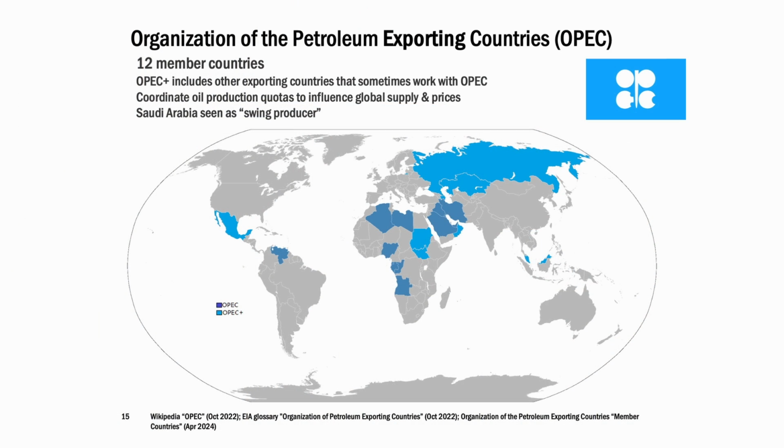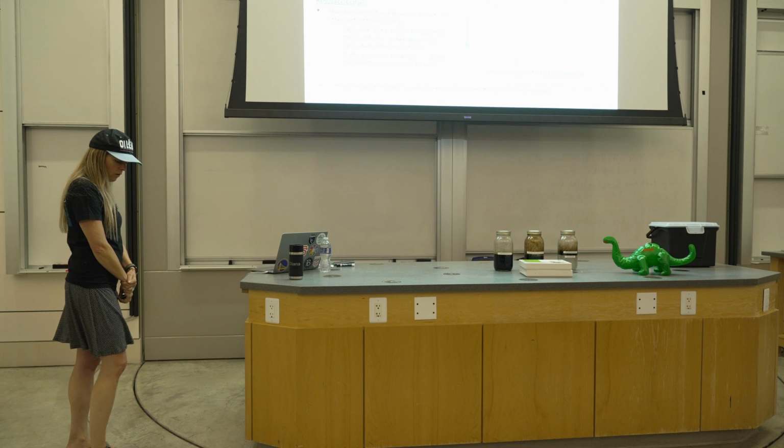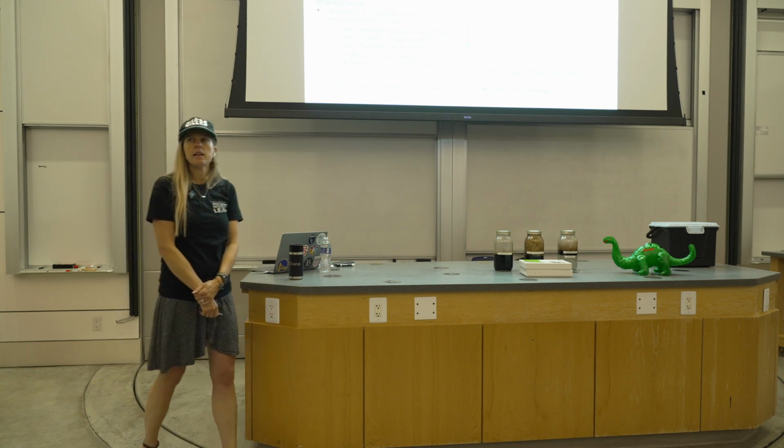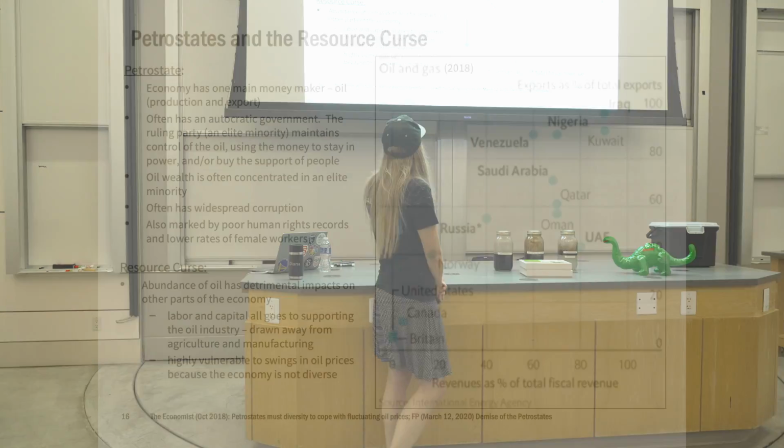OPEC has 12 member countries, but there are also what are called OPEC Plus, which are kind of listed on here, places like Russia and other countries that sometimes cooperate with OPEC in terms of coming up with these plans to impact oil markets. All right, so OPEC, they are oil exporting countries, places that tend to have a lot of those reserves. You saw that in the chart.